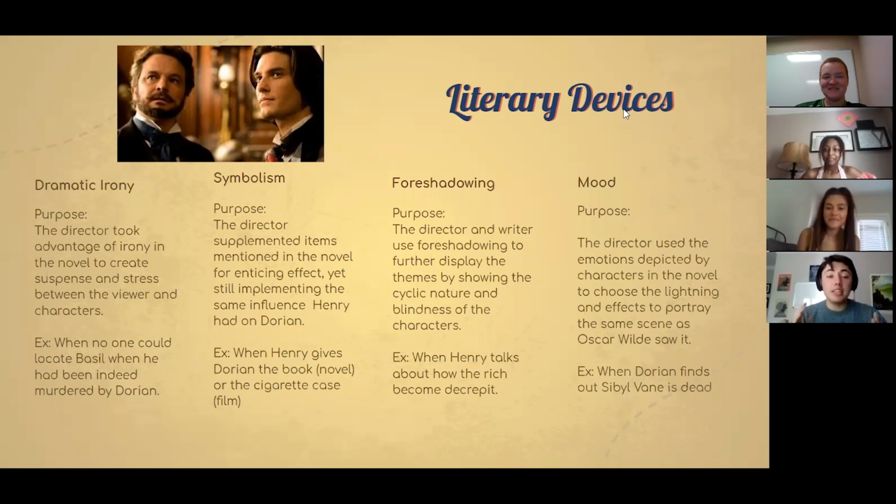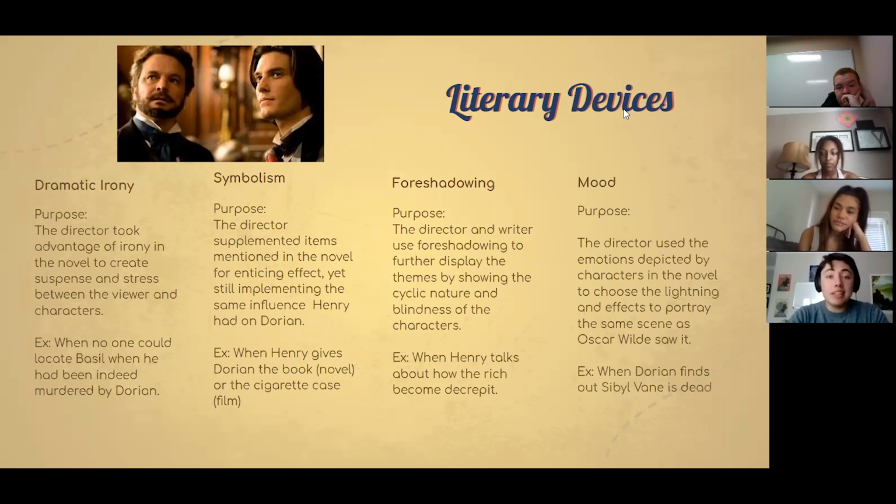So throughout the book and the movie, Oscar Wilde uses a lot of literary devices to develop the theme. One really big one is dramatic irony, which is when we as readers know something that the characters don't, such as the painting or when there were murders happening in the story. This created a lot of suspense and made it enticing to keep on reading to know what was going on.